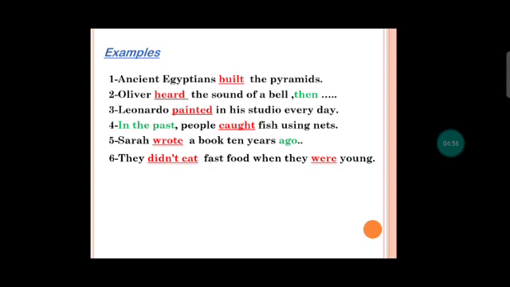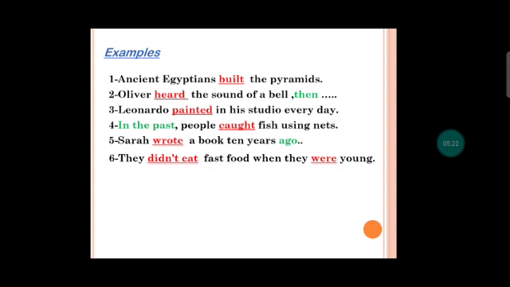Listen. I was at home. Put it in negative. Don't use didn't here. Excellent. With the verb to be, is or was or were, we negate by adding not after the verb to be. So, I was at home in negative, I wasn't at home. Okay? Very good.